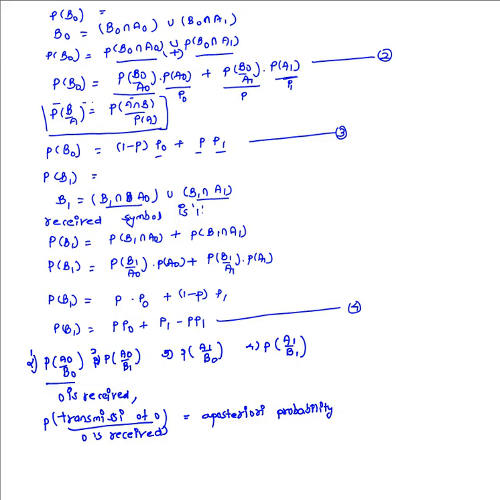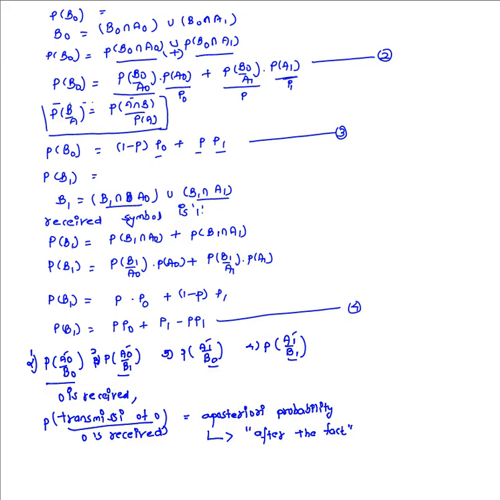Whenever A is in the numerator, that means transmission is in the numerator, and B is in the denominator, that means reception is in the denominator, such a probability is called a posteriori probability. The reason is that a posteriori means after the fact. After the fact means after the reception has already happened, after B0 or B1 has happened. B0 and B1 are simply indicating the reception. So after the reception has happened, we are calculating the probabilities of transmissions.